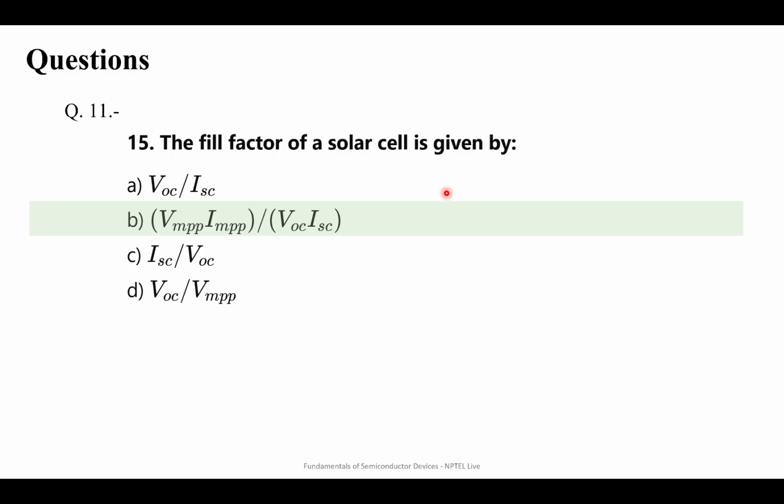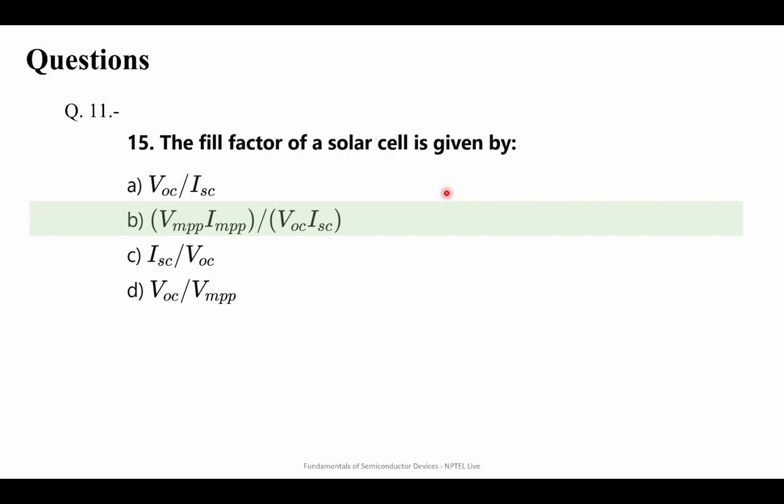So that is the voltage across the solar cell when there is no current flowing through. So that is called VOC, and that is basically voltage at zero current. ISC is the maximum current that flows when you short both the ends of the solar cell, or you can say it is the current at zero voltage.